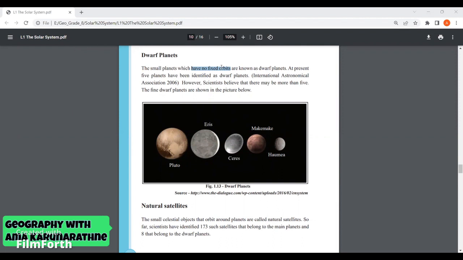So in our previous videos, we discussed the 8 planets in our solar system. If you haven't watched them yet, I'll add those links to the description box so you can click them and learn more about these 8 planets in our solar system. Today I'll start off with dwarf planets. In Sinhala, we call them Vamana Grahayin.